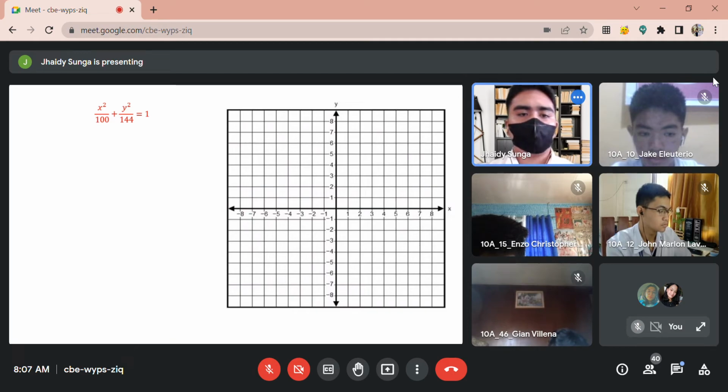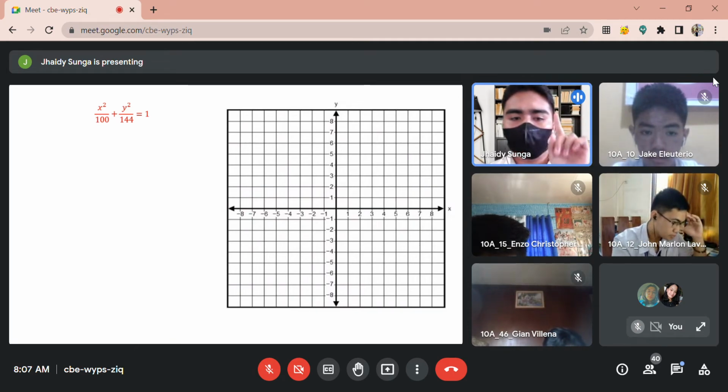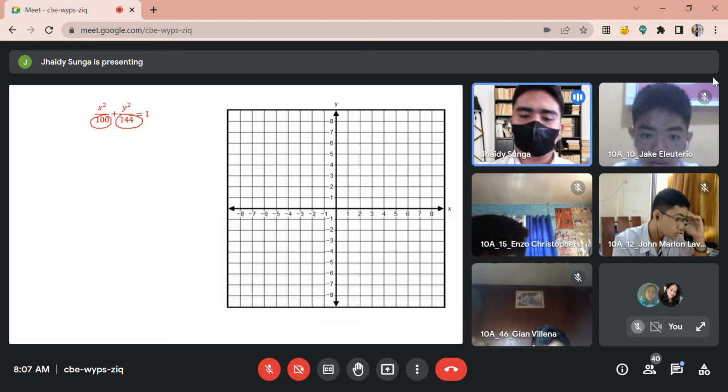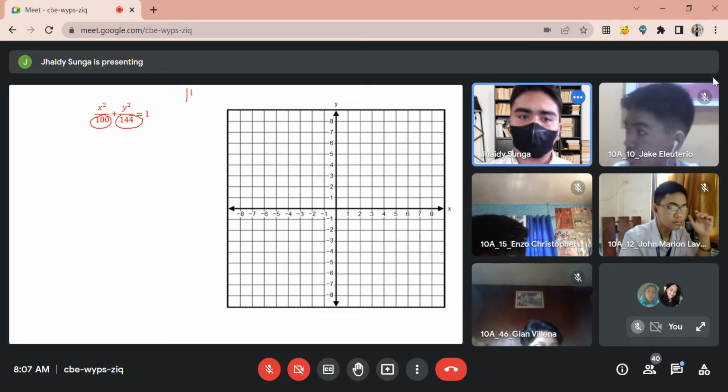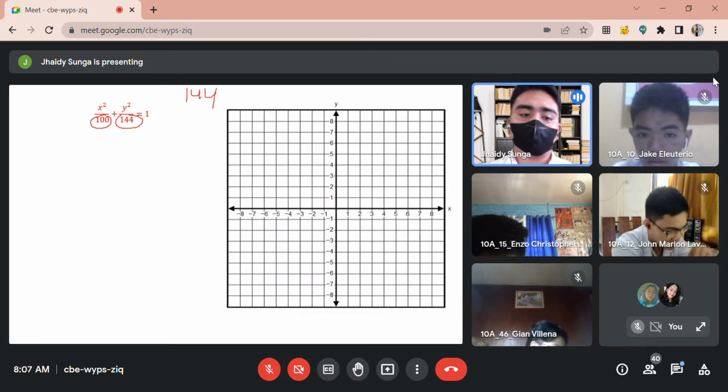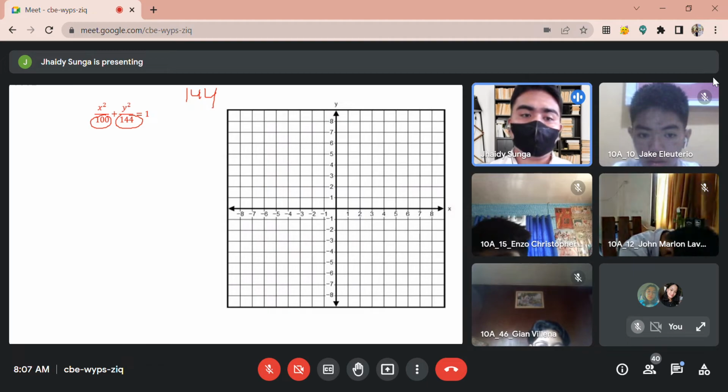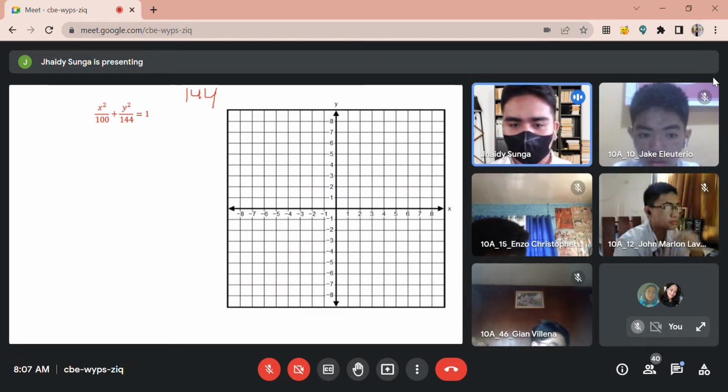First things first, kindly look, what are your denominators? You have 100 and 144. Which is larger, 100 or 144? 144 is larger. Therefore, it is the A. How does it become A? Let's try Luis.